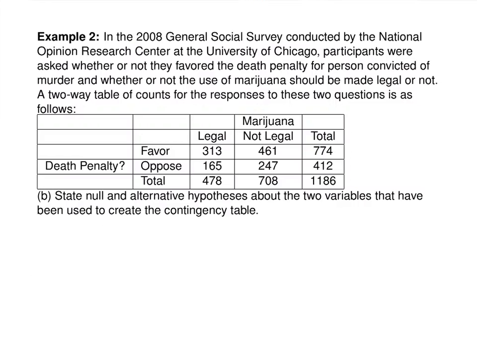Okay, so when we do this chi-squared test, first thing we should do is state our null and our alternative, H naught and our HA. So H naught is that there is no relationship, nothing going on between these two variables. So the two variables are opinion on the death penalty and opinion about marijuana legalization. Does that make sense? And the H naught is that they're not related.